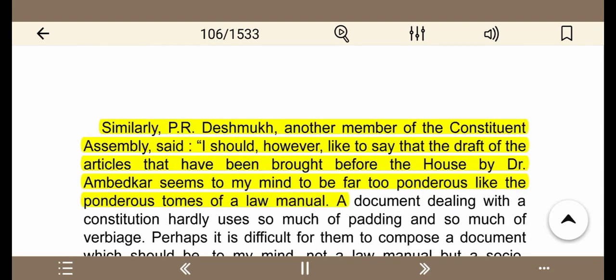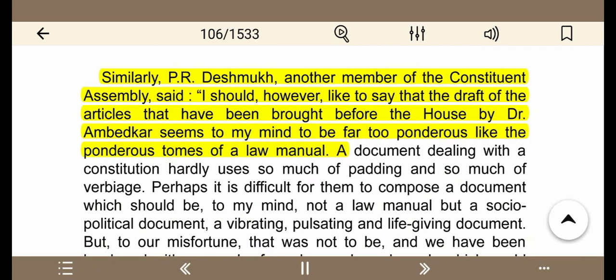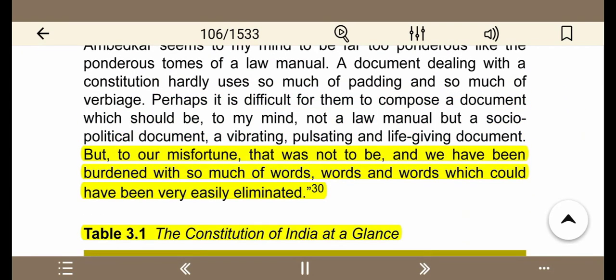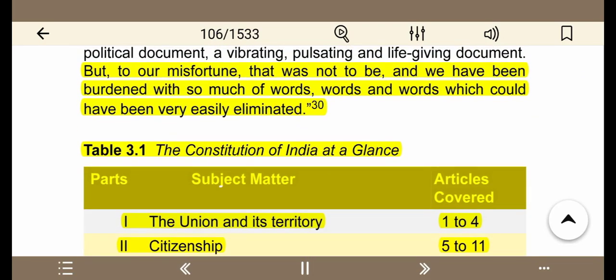29. Similarly, P.R. Deshmukh, another member of the Constituent Assembly, said, "I should, however, like to say that the draft of the articles that have been brought before the House by Dr. Ambedkar seems to my mind to be far too ponderous, like the ponderous tomes of a law manual. A document dealing with a constitution hardly uses so much of padding and so much of verbiage. Perhaps it is difficult for them to compose a document which should be, to my mind, not a law manual but a socio-political document, a vibrating, pulsating and life-giving document. But, to our misfortune, that was not to be, and we have been burdened with so much of words which could have been very easily eliminated."